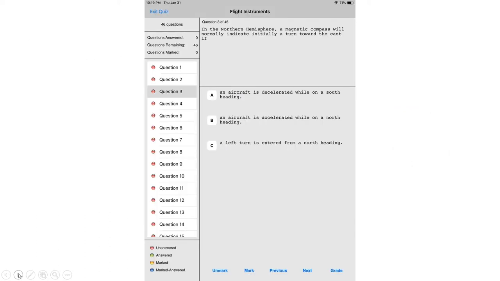Okay. Some of the fun questions. Think about this now, right? In the northern hemisphere, a magnetic compass will normally indicate initially a turn toward the east if an aircraft is decelerated while on a south heading, an aircraft is accelerated while on a north heading, or a left turn is entered from a north heading. See, in the northern hemisphere, a magnetic compass will normally. Let's see here.